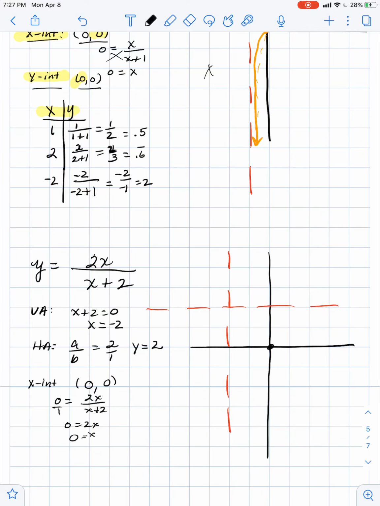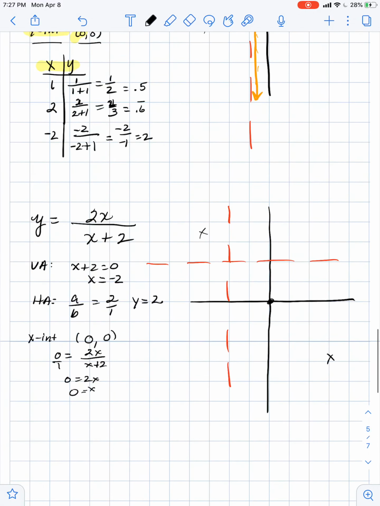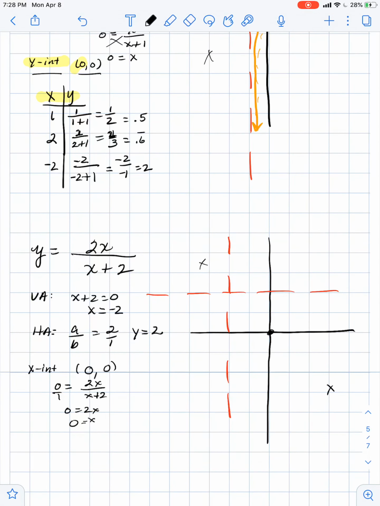Now we talked about that it's going to be in this quadrant and this quadrant, so you should know that up in this quadrant up here there are no intercepts. I could put in more points if I wanted to. Let's put 1 on the other side. I'll just do a t-table. If I put a 1 in, that would be 2 times 1 over 1 plus 2, so that's 2/3. So at 1, I'm at 2/3, somewhere about there.